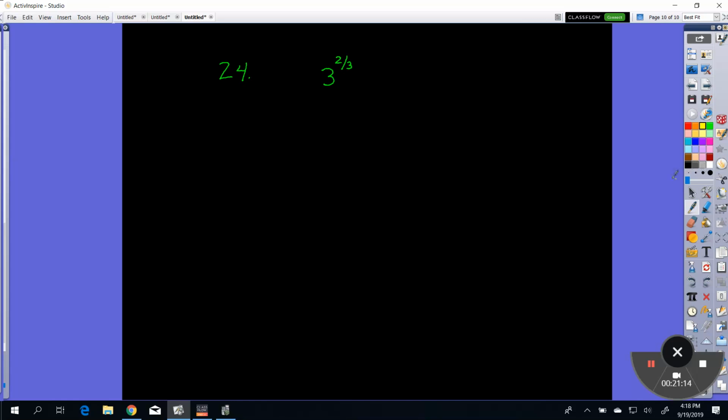All right, on your other worksheet. Oh, no, still the same worksheet. 3 to the 2/3. So we rewrite that as a radical. That's the size. This is the power. So really we have the cube root of 3. So the cube root squared.